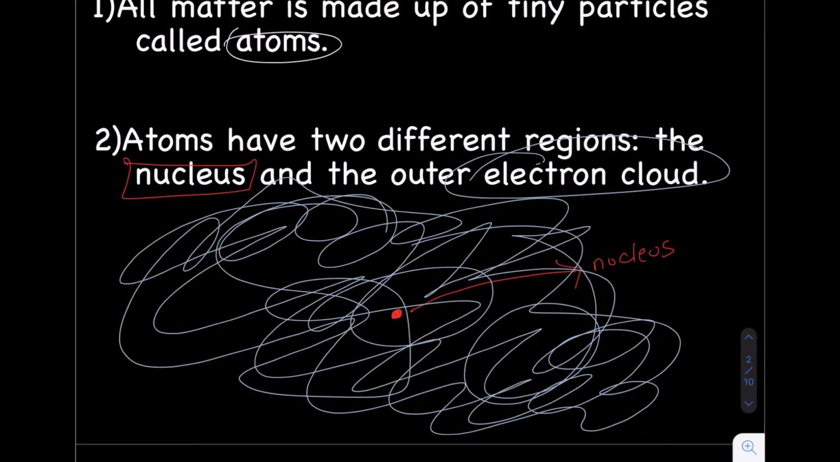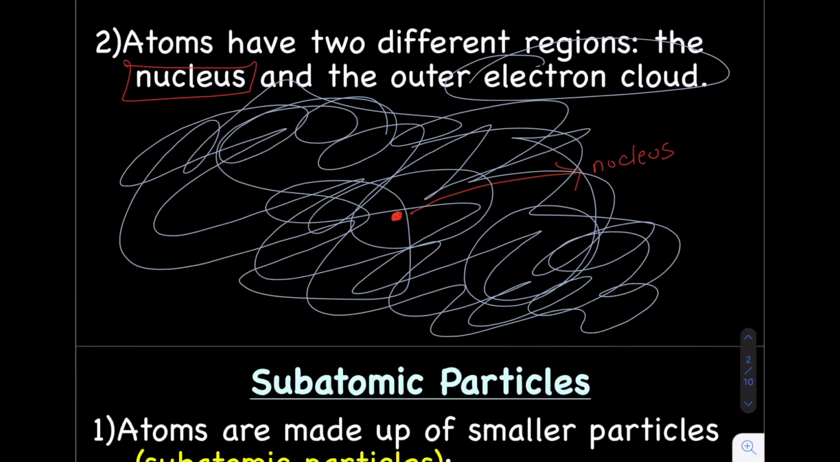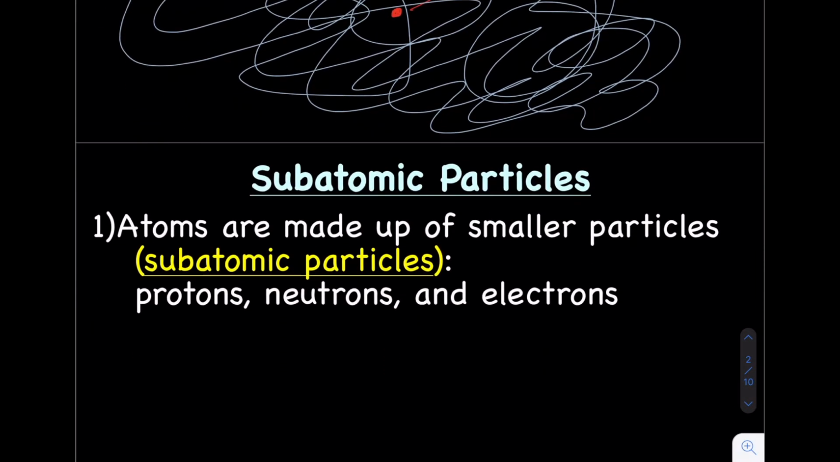Okay, so the atom is made up of two different regions again, the nucleus, which I drew somewhat in the center, and the electron cloud, which surrounds. We're going to come back and visit the nucleus and the electron cloud a little bit later, but for now, let's move on to the subatomic particles.